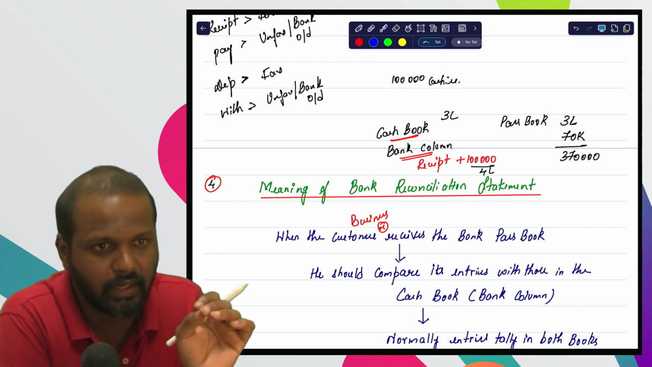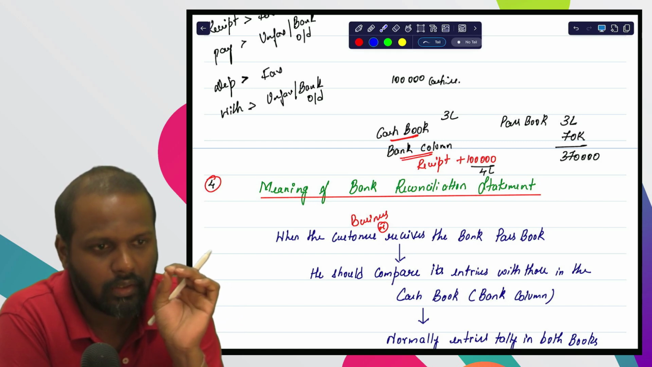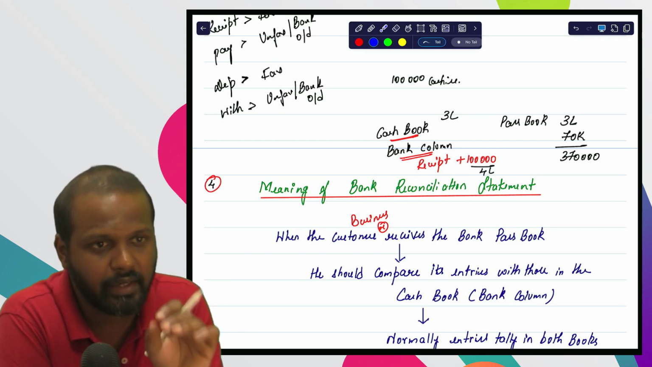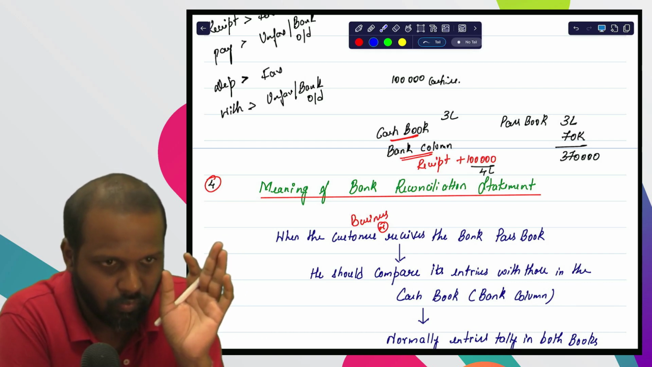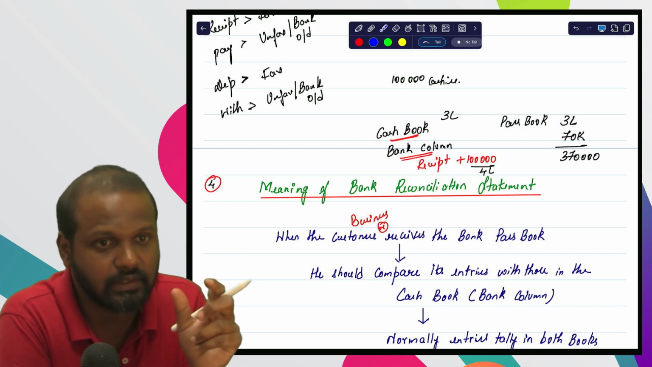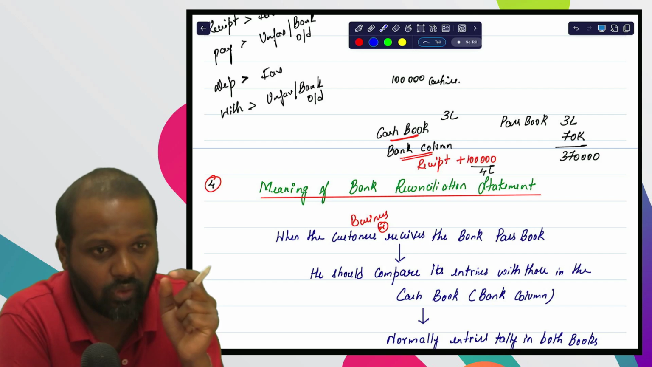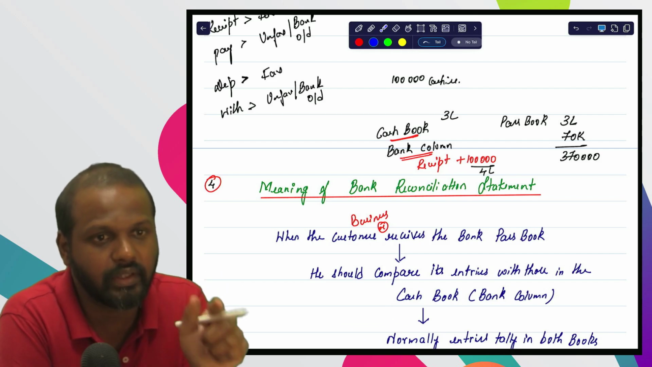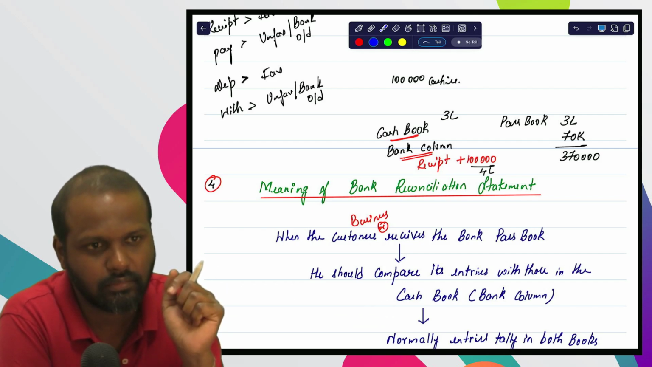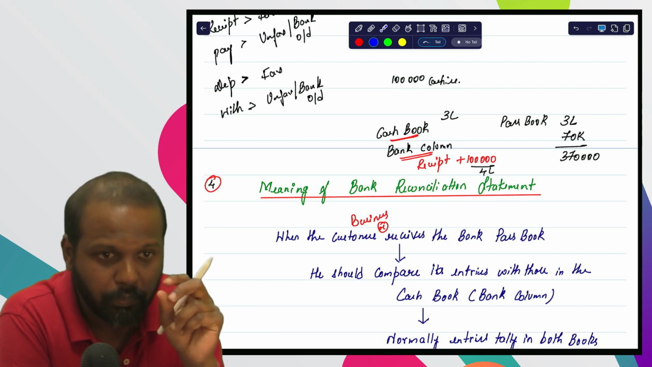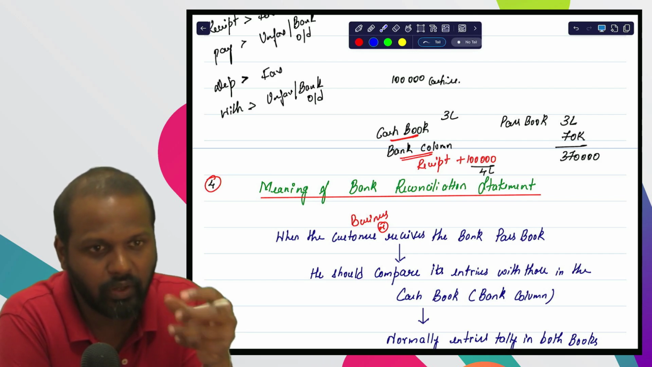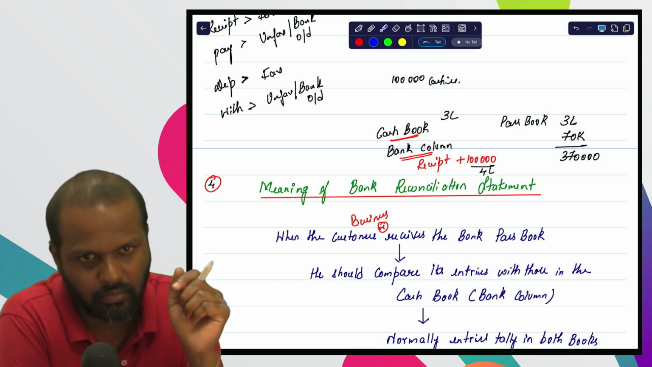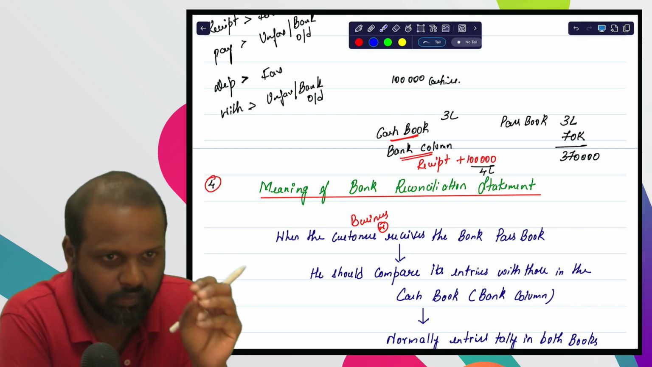So it is always advisable that you check the entries of cash book and passbook on regular intervals. Whenever you find any differences in the entries, try to find out the reason why the difference is happening. Because of this, you will be able to detect and identify if any fraud is being done. So this is one of the reasons.